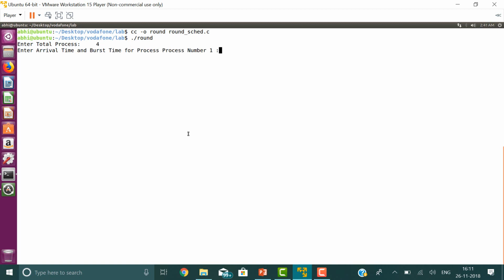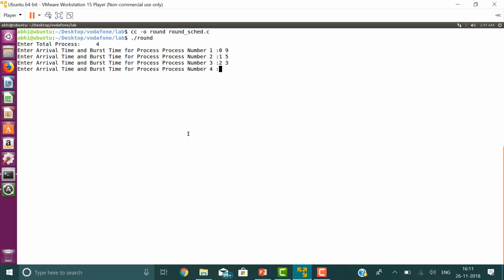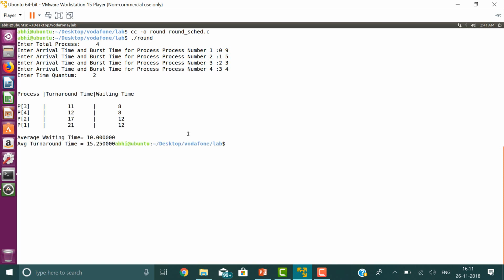Process 1, the arrival time is 0 and the burst time is 9. For process 2, the arrival time is 1 and the burst time is 5. Process 3, the arrival time is 2 and the burst time is 3. Similarly, for process 4, the arrival time is 3 and burst time is 4. Now it's asking for the time quantum. If I give the time quantum of 2, this is the output that we are expecting, as shown. Now let's move back to our webinar and continue our discussion.